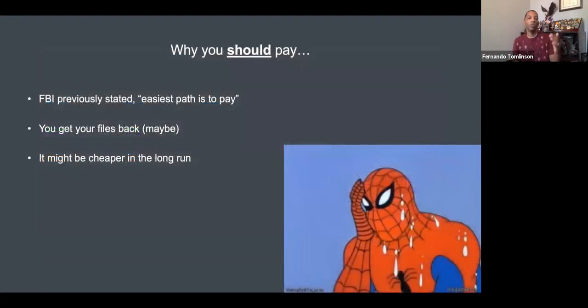All right. So as we bring it to a close here, here's some reasons why you should pay. Well, the FBI has gone on record and said it is the easiest path to recover, essentially to pay. You could get your files back, and I put a maybe in there because recall when we talked about that percentage in the 90s in which it actually worked, but there was still less than 10% that it did not work for. And in some cases, it could be cheaper in the long run than what it would be to rebuild infrastructure, bring in people, investigative stuff, cost to the business, right? So a couple of reasons why we should actually pay.